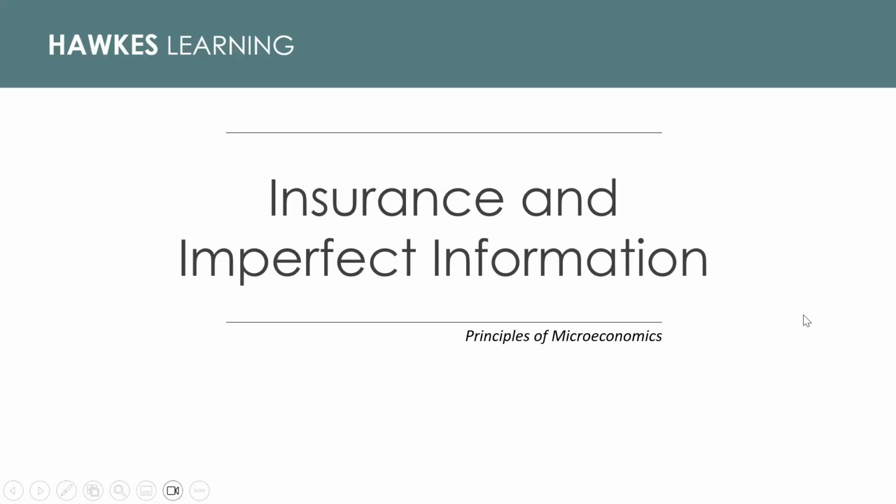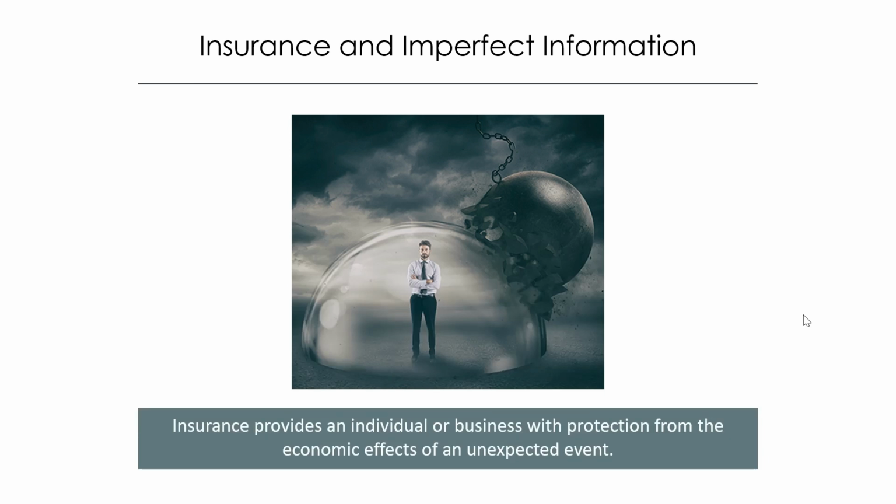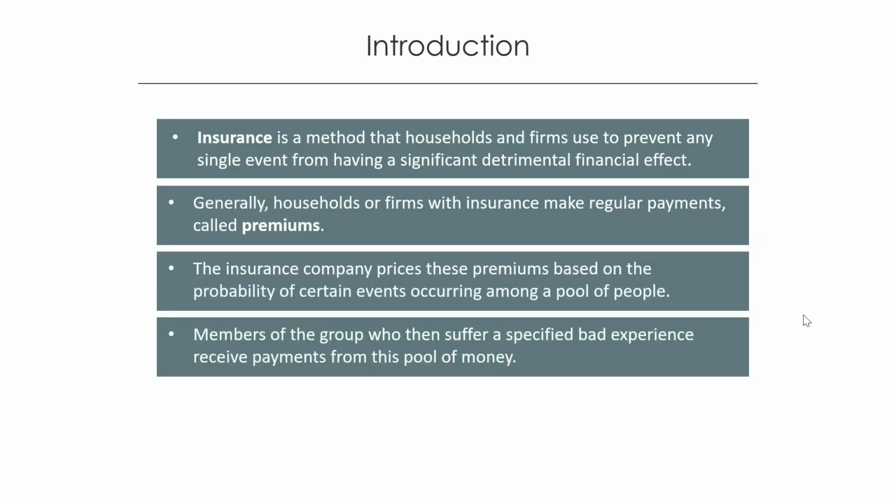For this next section, we will be discussing insurance and its connections to the imperfect information problem. Insurance is a financial service that is meant to provide customers, such as households and businesses, with financial and economic protection against unexpected events. An example of this is car insurance. If you have insurance and get into an accident, you don't have to pay the entire amount by yourself. It's meant to protect households and firms from having a single event cause significant economic damage.